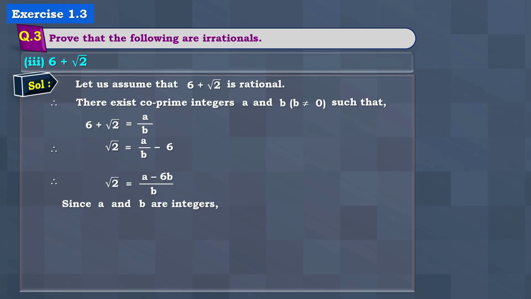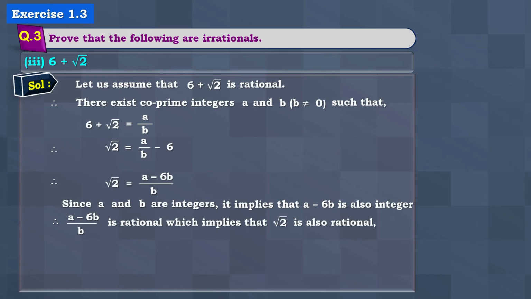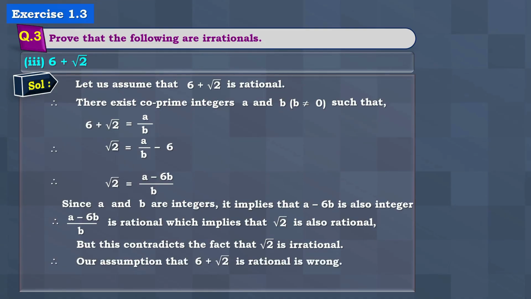Since a and b are integers, a minus 6b is also an integer, and b is a non-zero integer. Therefore, a minus 6b divided by b is a rational number. This implies that root 2 is rational. But this contradicts the known fact that root 2 is irrational. Hence, our assumption that 6 plus root 2 is rational is wrong. Therefore, 6 plus root 2 is irrational.